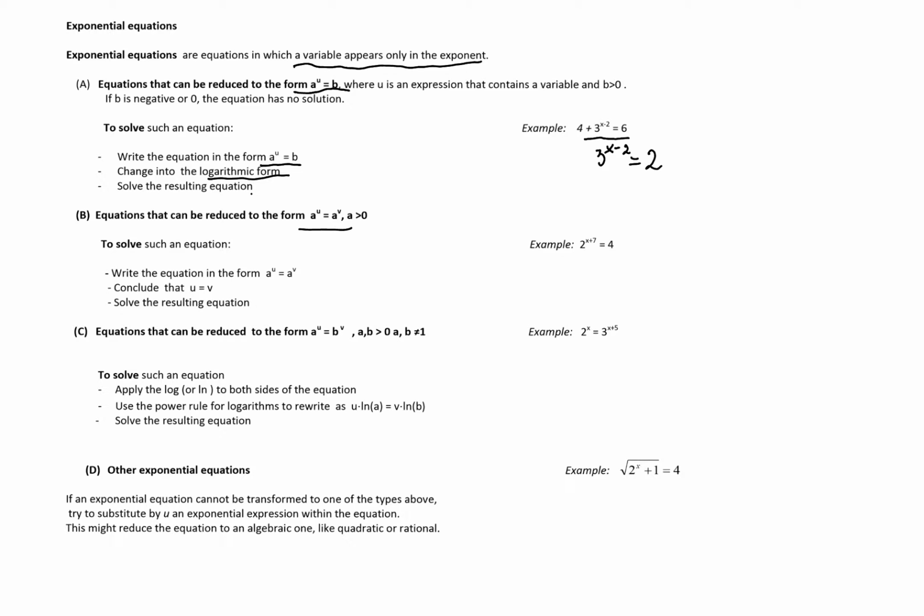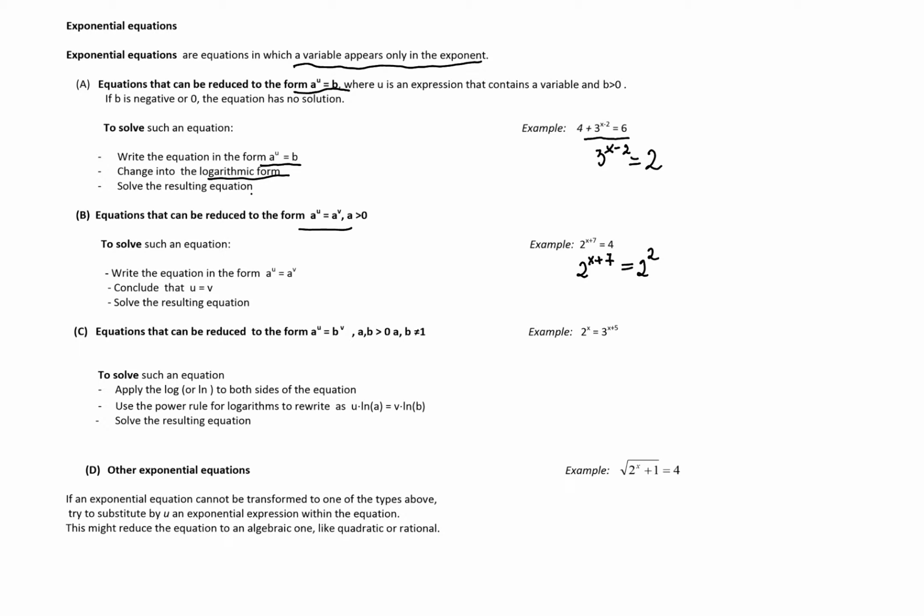For example, the equation 2 to the power x plus 7 is equal to 4. Even though it is not yet in this form, it can be reduced to this form if we notice that 4 is a power of 2. So we can rewrite this equation as 2 to the power x plus 7 is equal to 2 to the power 2.